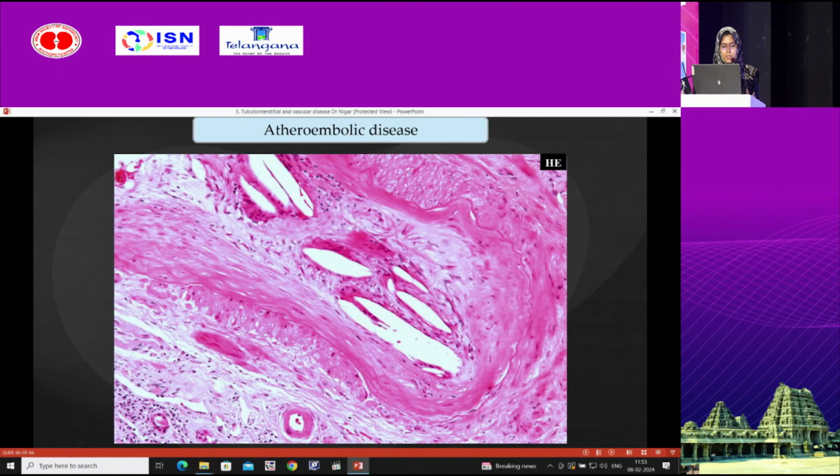Atheroembolic renal disease is most commonly seen following an invasive procedure like angiography or angioplasty or bypass surgery, etc. And what we see are these empty spaces which are cholesterol clefts, because the cholesterol dissolves during processing.